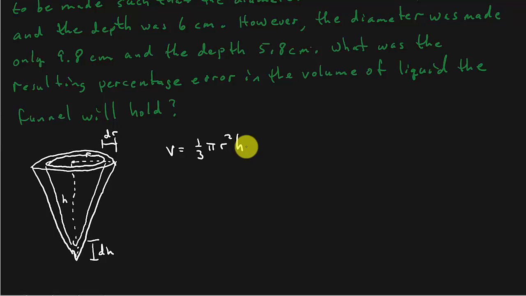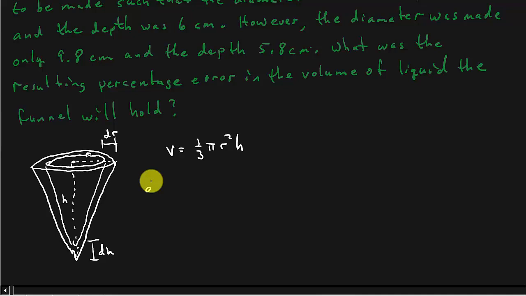So let's take the differential here. I've got dV equal to, let's take the partial with respect to r first. Everything's a constant but the r, so the 2 comes down, so that's going to be 2/3 pi r, subtract 1 from the exponent, h times dr, plus, and then I'm going to take the partial with respect to h. All of this is a constant, the 1/3 pi r squared. So the derivative of 1/3 pi r squared times h is just 1/3 pi r squared, and then times dh.